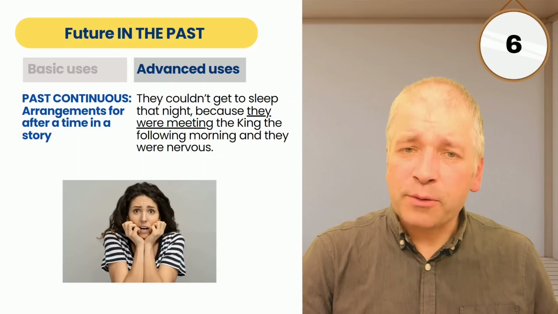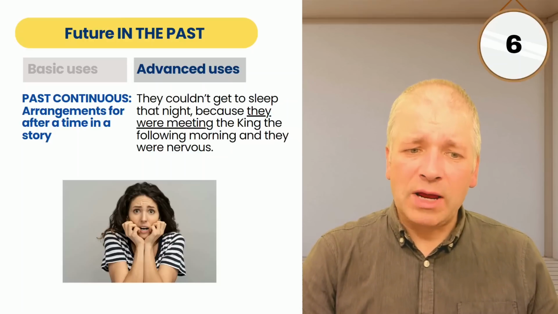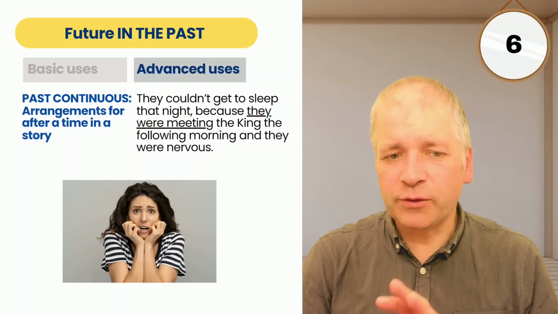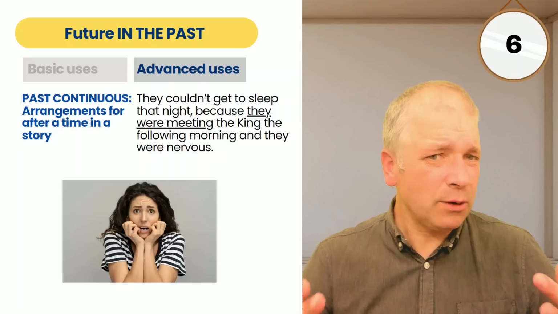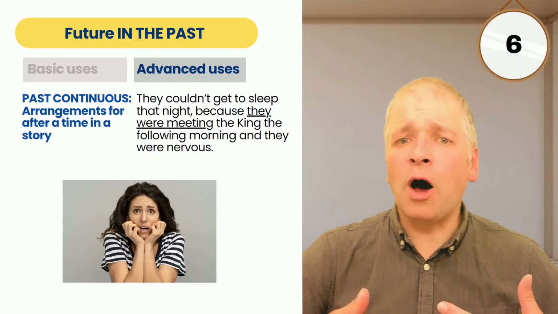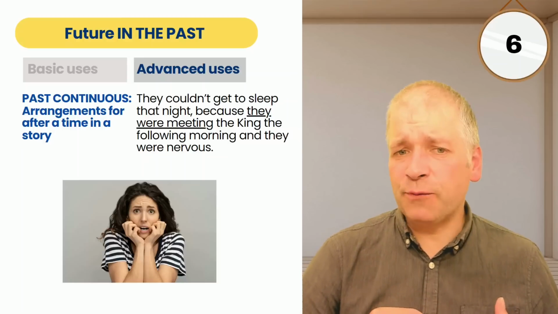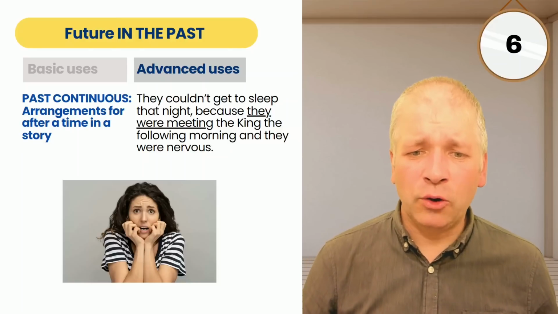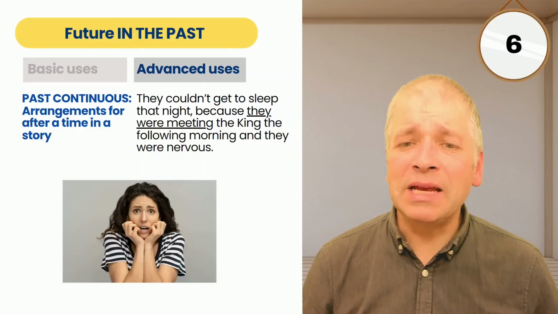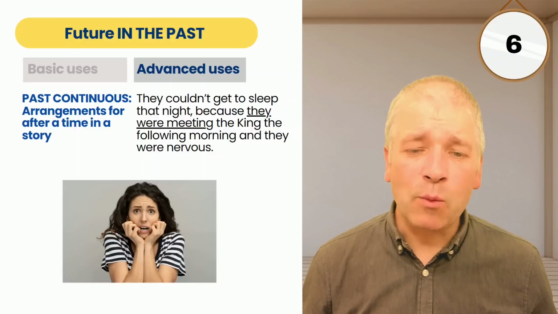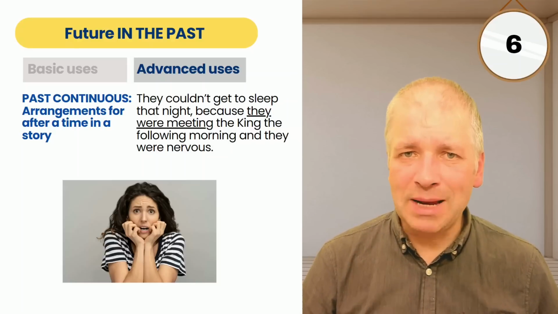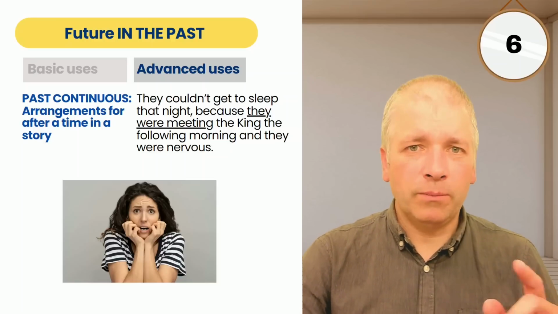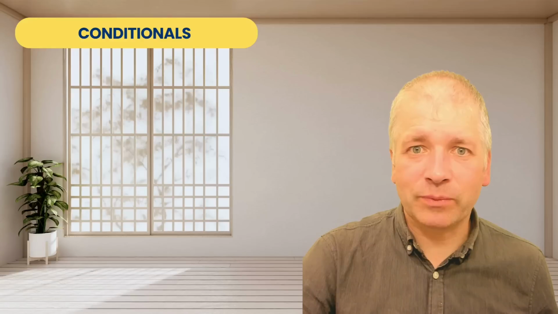We can also use the past continuous for future in the past. This is when we have arrangements after a time in the story, similar to how we use the present continuous for arrangements after now. The past continuous is for arrangements after a past point. For instance, they couldn't get to sleep that night because they were meeting the king the following morning and they were nervous. So the arrangement is meeting, and it was going to happen after the point of the story, basically when they were trying to get to sleep.